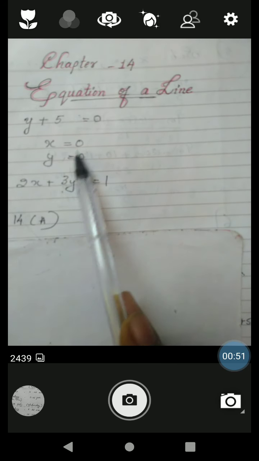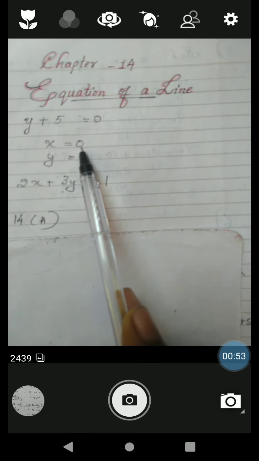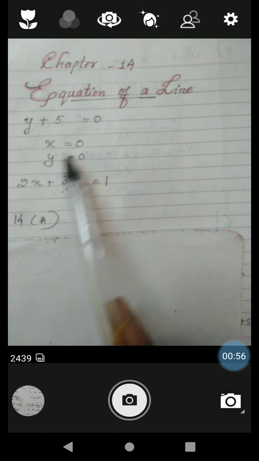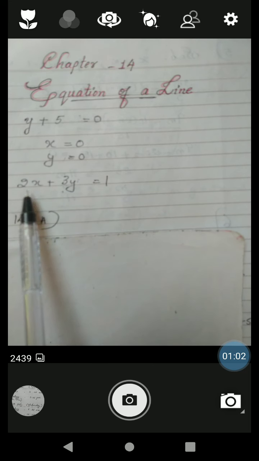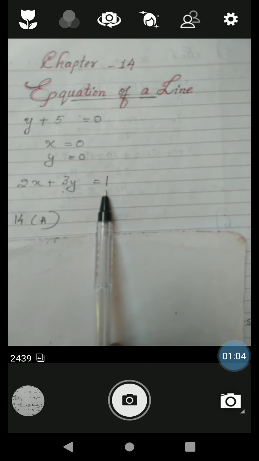And look here, x = 0. That is the y axis. It is a line. y = 0. It is x axis. That is also a line. Here you can see 2x + 3y = 1.